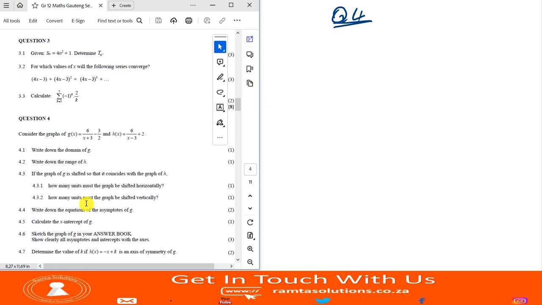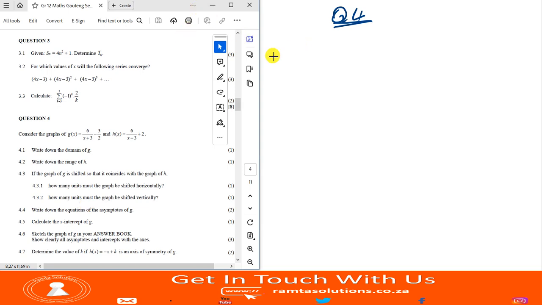It says consider the graphs of g of x equals 6 over x plus 3, then minus 3 over 2, and h of x is equal to 6 over x minus 3, then plus 2. These are hyperbolas. Can you guys see them? These are hyperbolas.